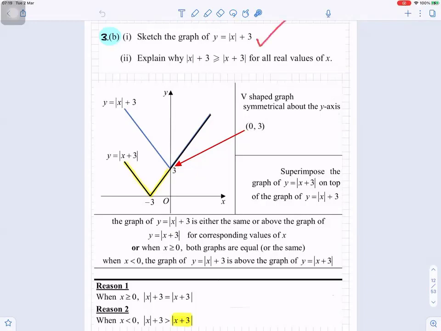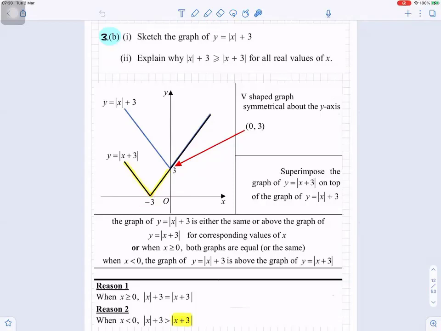And that covers part 1. For part 2, you need to explain why the absolute value of x plus 3 is greater than or equal to x plus 3 for all real values of x. You can plot the other one, x plus 3, the second graph. I've put it there. You see the yellow part there. That's part of that graph. Your graphics calculator will do that for you. Now, you mark where it touches the x-axis.